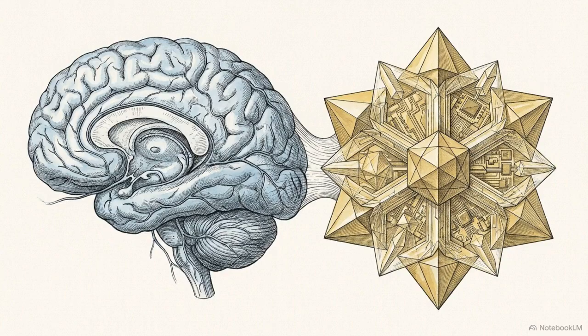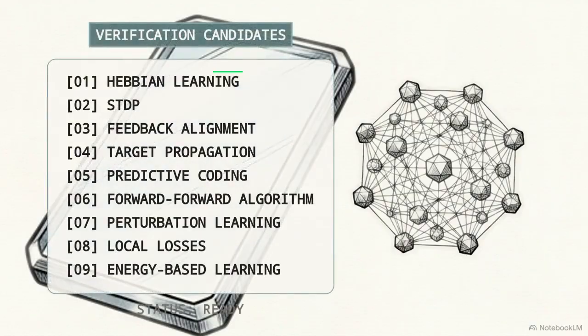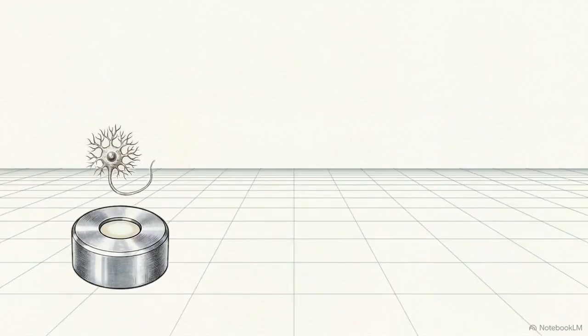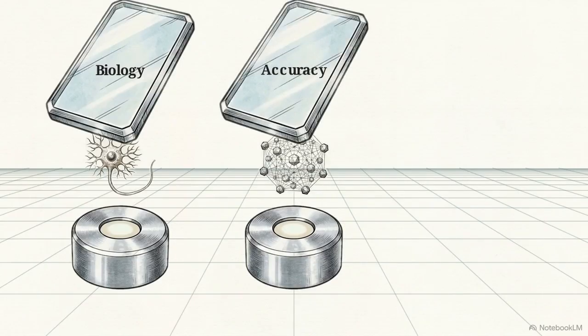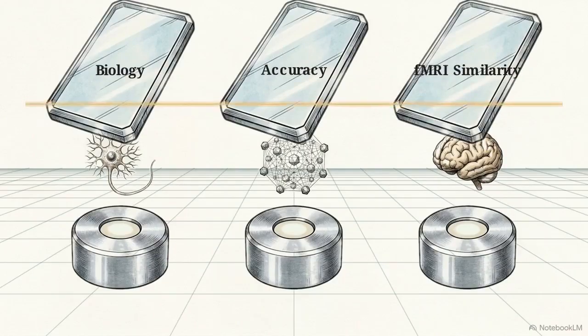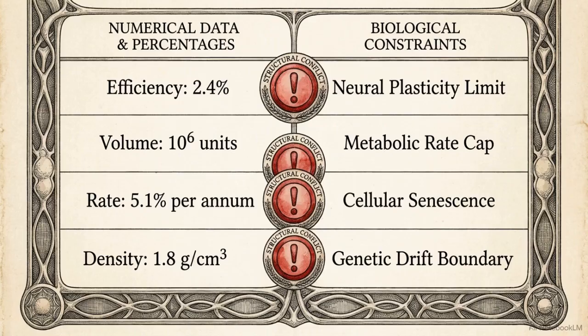To understand if these alternatives actually mimic the brain, we can evaluate 9 distinct biologically plausible algorithms, ranging from Hebbian learning to predictive coding, against a strict verification process. We evaluate them across 3 specific factors: their theoretical adherence to the physical constraints of biology, their empirical classification performance on standard datasets, and their representational similarity to actual human fMRI data. Testing the algorithms across these 3 vectors exposes a sharp structural conflict between raw algorithmic performance and true neurobiological processing.